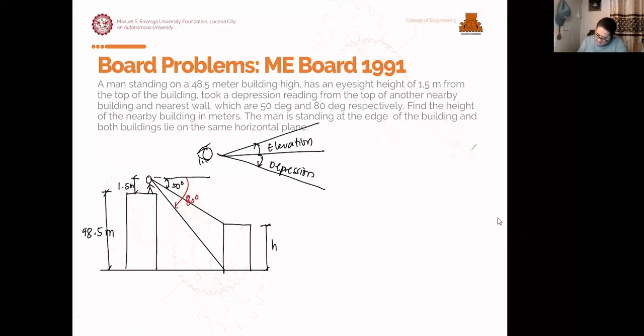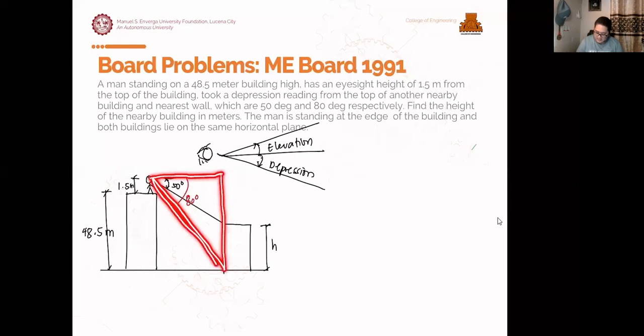Okay? Then the man is standing at the edge of the building and both buildings lie in the same horizontal plane. Okay? Ay pinapahanap yung height ng building. So tama ba yung problem ko? Okay. So meron siyang eyesight of 1.5 meters from the top of the building. So mula dito sa pinakataas, no, as you can see, meron tayo na form na right triangle, no? Okay? Itong right triangle na to.